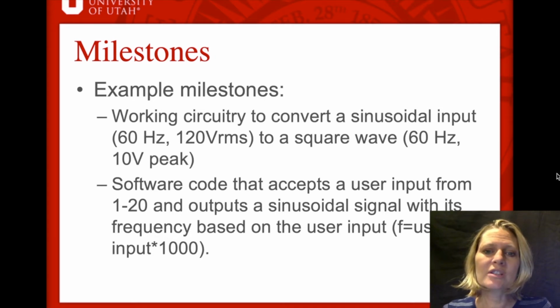Software code that accepts a user input from 1 to 20 and it outputs a sinusoidal signal with its frequency based on the user input. As you can tell, it's not specific which kind of software language I'm using, so that doesn't matter, but the output is what I'm looking at. The deliverable of this is what the code actually does.